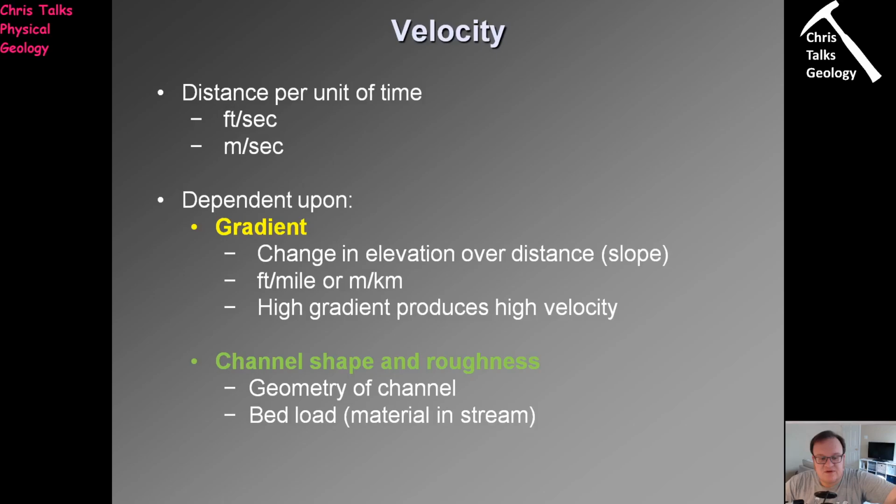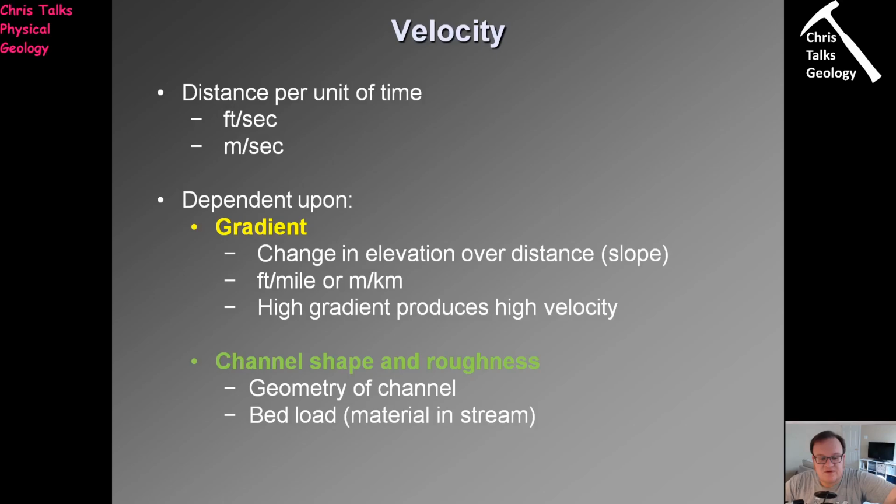Velocity is obviously measured as a distance unit over time, so typically feet per second or meters per second. Obviously, if we're doing it from a scientific point of view, it's going to be metric, so it would tend to be meters per second. Now, the velocity is of course dependent on the gradient. We've already discussed this. The faster your water drops, typically the more energy it will have. So changes in elevation over distance will affect the velocity. In this case, don't worry about the feet per mile or meters per kilometer.